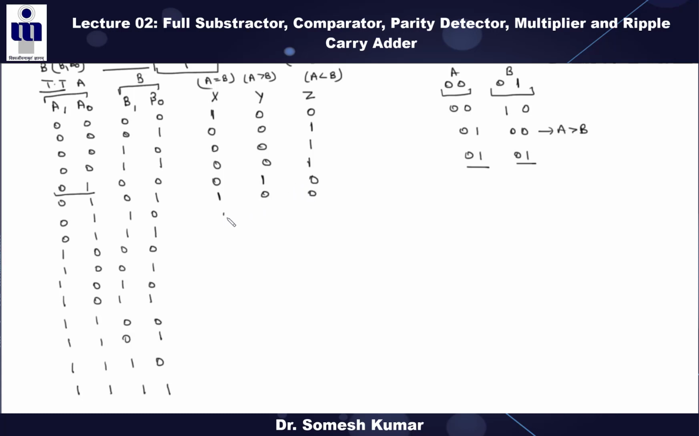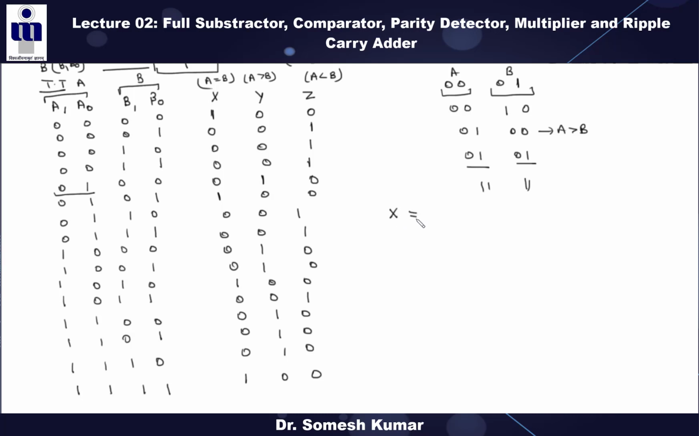Clear? So in this way we can fill the whole truth table. In the last, both are 1 1 and 1 1, so X is 1 and the others are 0. Now in the next step, you have to find the expressions for X, Y, Z.